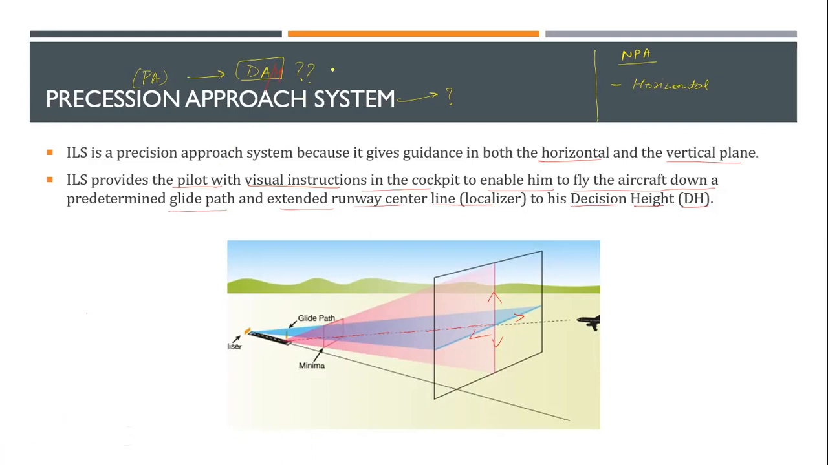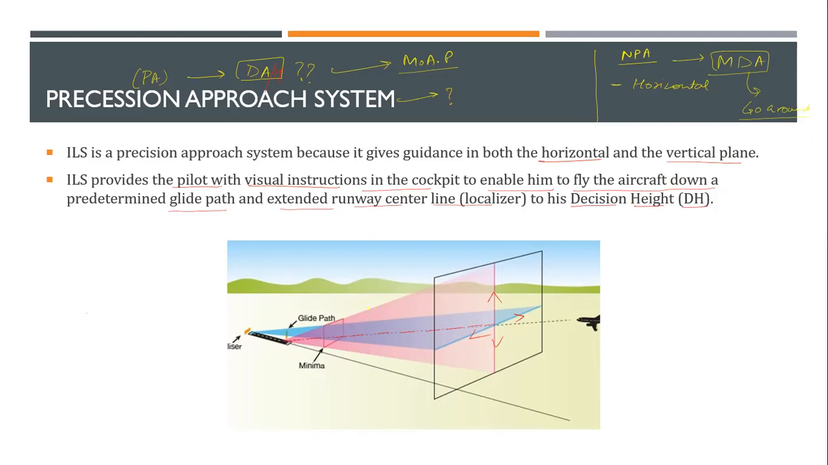In the precision approach system, we decide whether we have to carry out a missed approach procedure or continue for landing. Whereas in a non-precision approach, the same height or altitude is known as minimum descent altitude, and for that we have a go around. So if we are following a non-precision approach and at minimum descent altitude we are not satisfied with the visibility of the runway, or we are not able to identify the runway markings, we will initiate a go around. The same thing in a precision approach is termed as missed approach procedure.